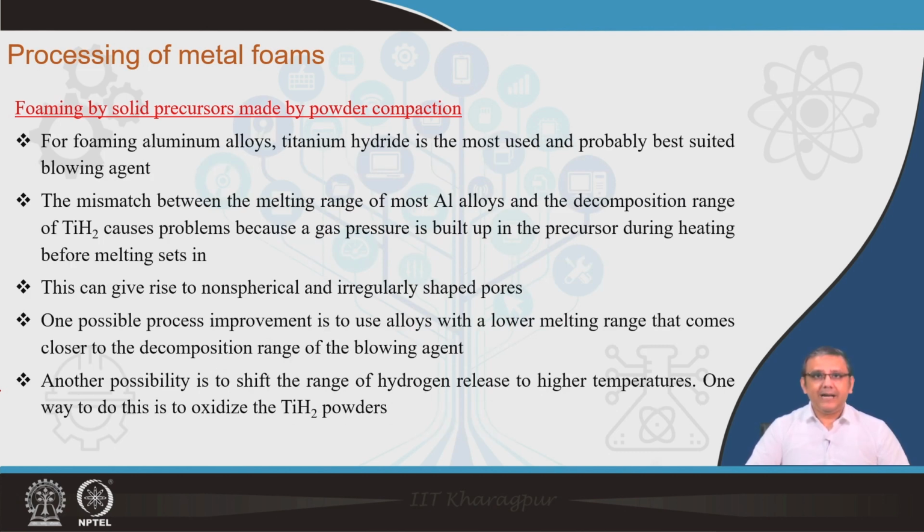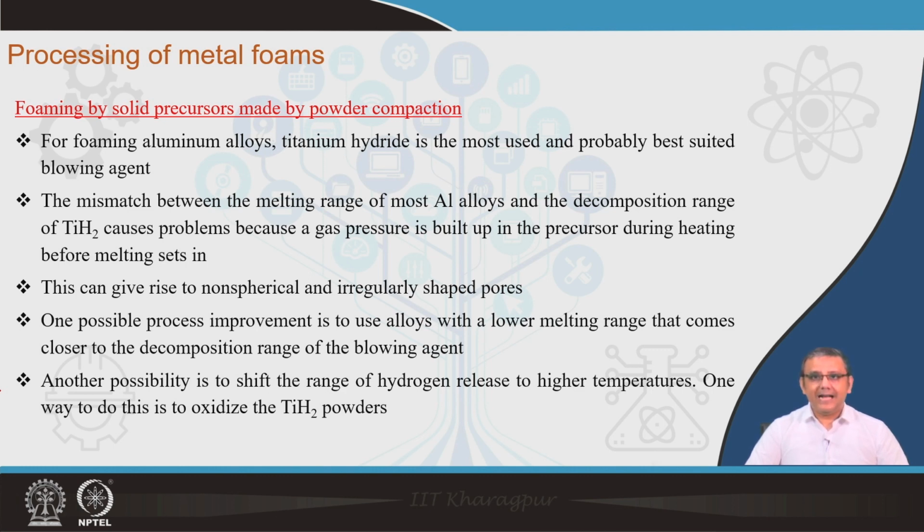Now, if titanium dihydride is used for foaming of aluminum and its alloys, there are some difficulties involved. The first thing is that the melting point of aluminum is around 660 degrees Celsius, whereas the decomposition of titanium dihydride initiates already at a low value of around 400 degrees Celsius. Because of this large difference between the melting point of aluminum and the decomposition temperature of titanium dihydride, there may be significant loss of gas, and also the pore morphology may not be spherical.